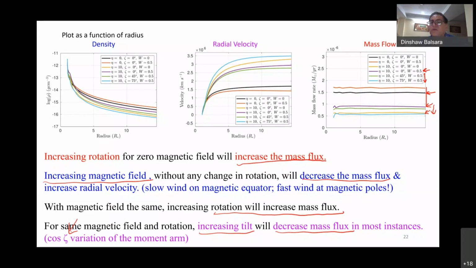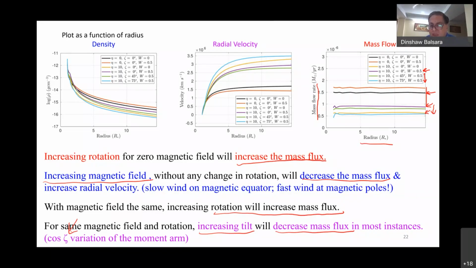But as you see out here, we have the mass flux evaluated at all possible radii. So that makes sense. And there's also evidence for fast wind at the magnetic poles and slow wind at the magnetic equator. So, in the case when you have a tilt, do you have a mass flux as a function of the angle? Yes, we do. And I will show you some visuals to bolster that point in a little bit.